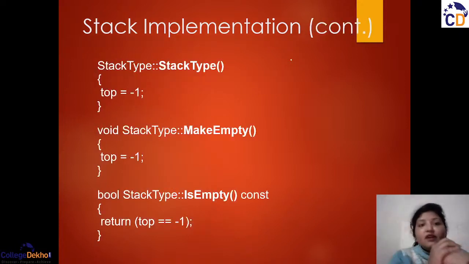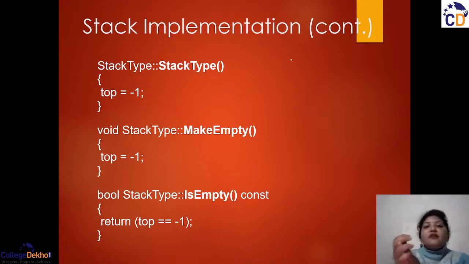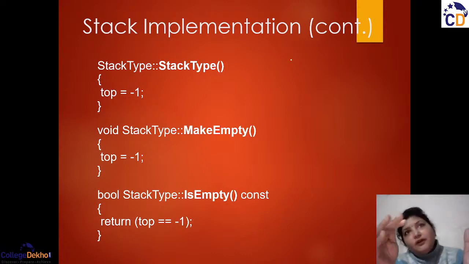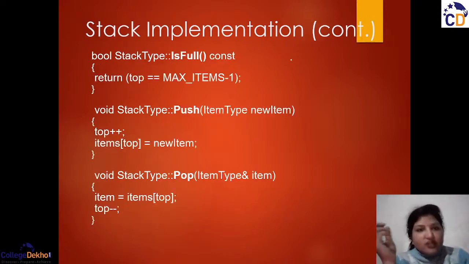Now let us see. Your top pointer is assigned the value -1, and make empty just gives you -1. If it is empty, it is going to return -1. Why? Because the first time we implement, we are not pushing or popping any element, so we just check whether we have the empty part or the maximum element. So both the conditions are checked. Let us see the maximum element condition also.